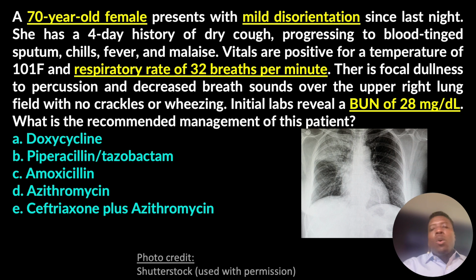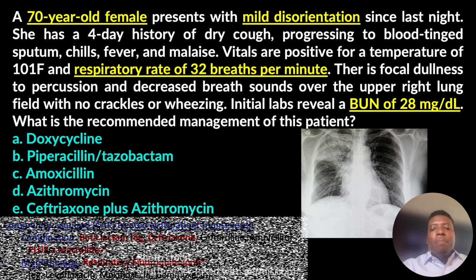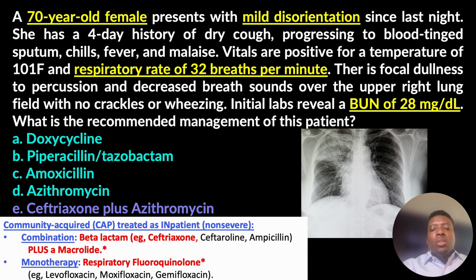So in this question, you have an older person that's disoriented. They have a high respiratory rate. They have a BUN that's 28. So in this case here, because of that reason, this person you want to admit to the hospital based upon CURB-65. And we have two options, either fluoroquinolone by itself, or in this case here, ceftriaxone plus azithromycin to cover for your atypical organisms.